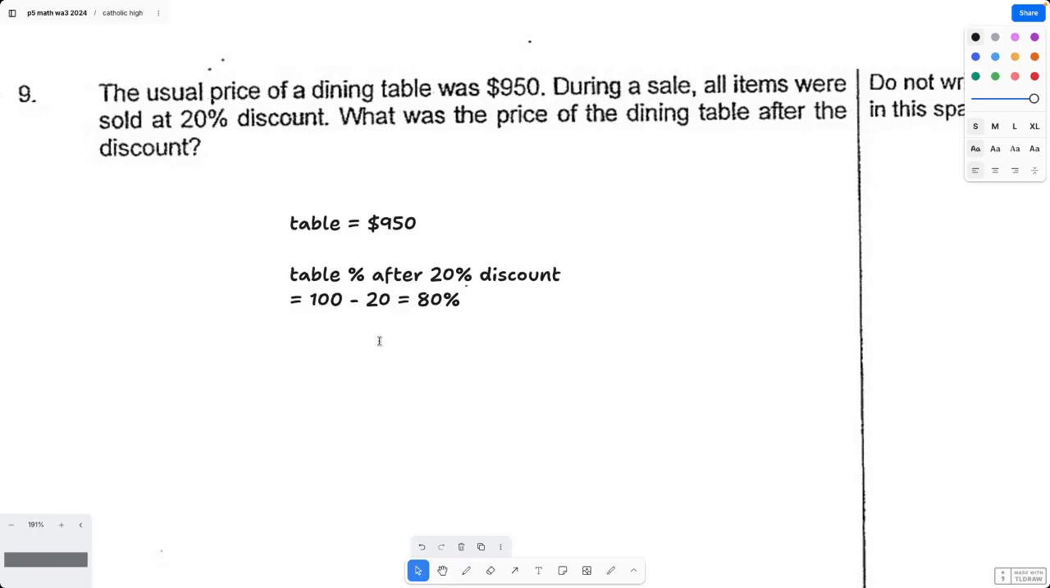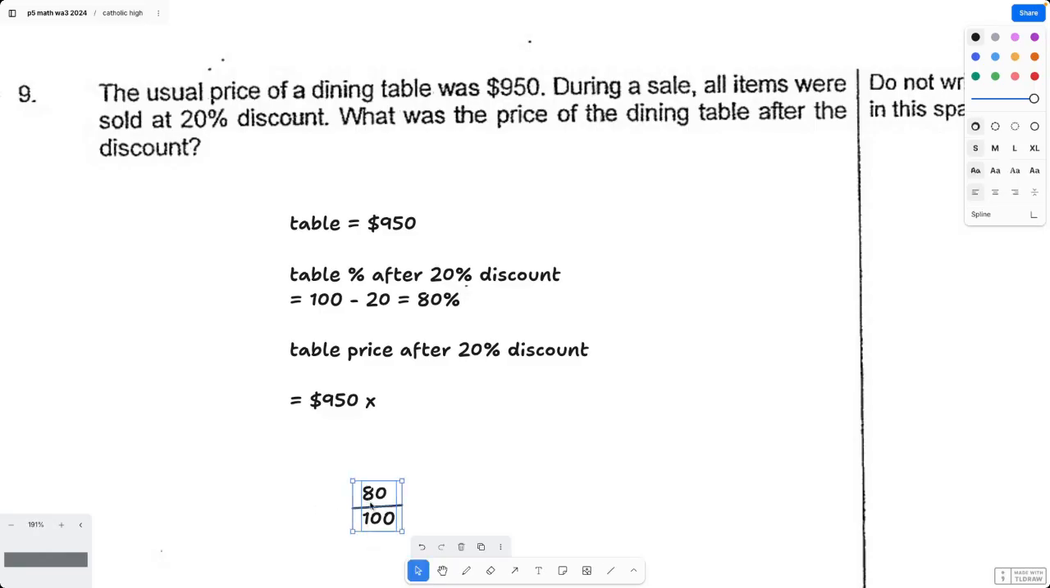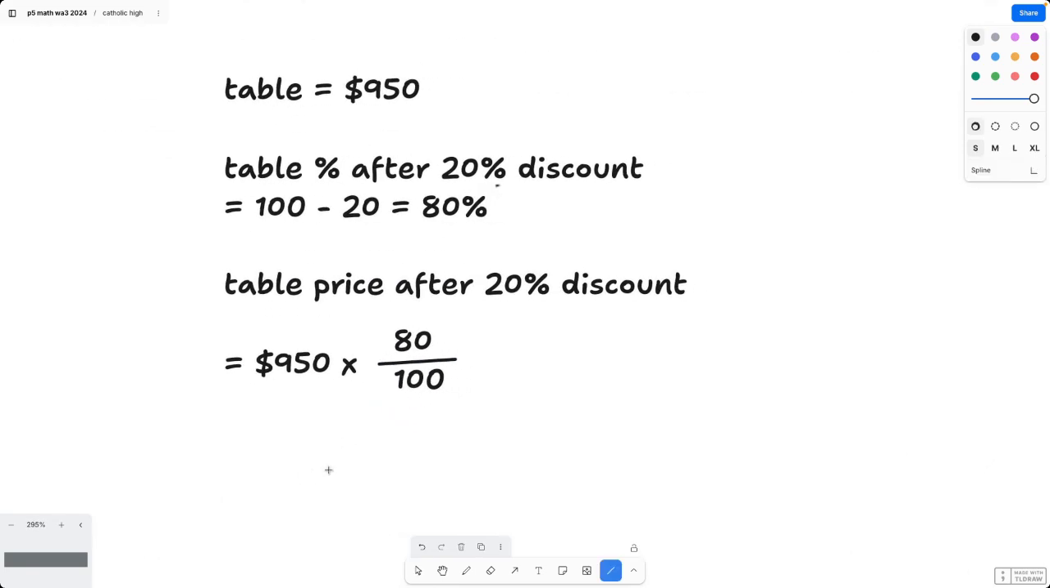So table price after 20% discount is equal to $950. We want to multiply it by 80%, right? So it's just 80 out of 100. Okay, so now we just need to simplify this as much as possible. So 80 out of 100. So it's essentially usually just 8 out of 10.